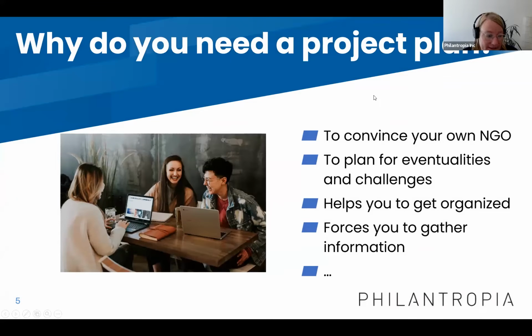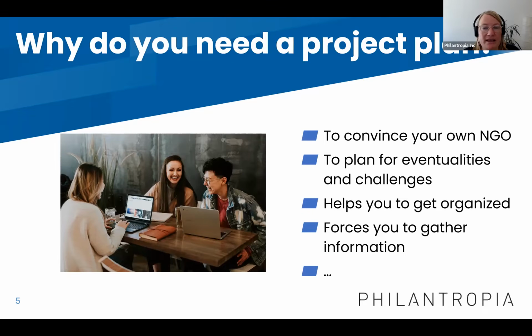Why do you need a project plan? There are different scenarios where you might need a project plan. Usually when you develop a project plan, it's for planning purposes within your own NGO. Sometimes it's even the very first step to convince your own NGO, because maybe you have a great idea that you want to implement. You have an idea on how to work with a specific community that you know very well, maybe your own community. You have an idea that is slightly different. You want to propose something new. So you need a project plan to convince the people in your own NGO, because they might be skeptical.